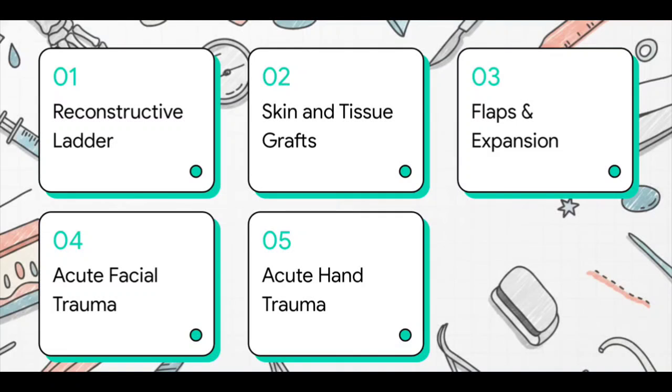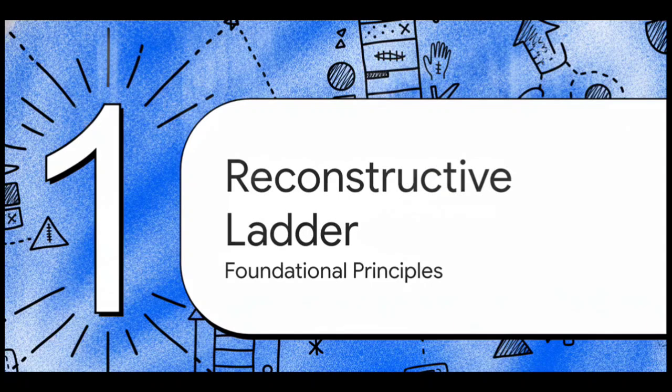We are aggressively breaking this material down into 5 distinct modules. We'll move linearly, starting with foundational reconstruction principles and going straight through to acute facial and hand trauma management. Section 1. The reconstructive ladder and foundational principles.